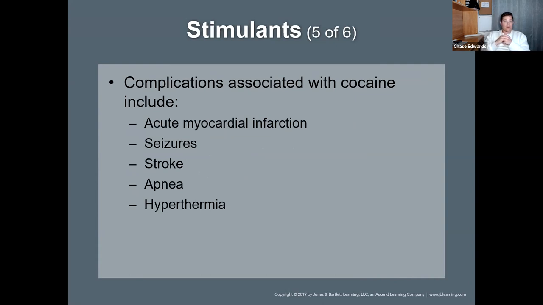So cocaine may cause a variety of serious or potentially fatal complications. Some things like lethal electrocardiograph arrhythmias, jack up the heart, right? Acute myocardial infarction, seizures, stroke, apnea, hyperthermia. Also, crack smokers may risk pneumothorax, and something you would call pneumomediastinum, or looks like a pneumonia in the mediastinum.